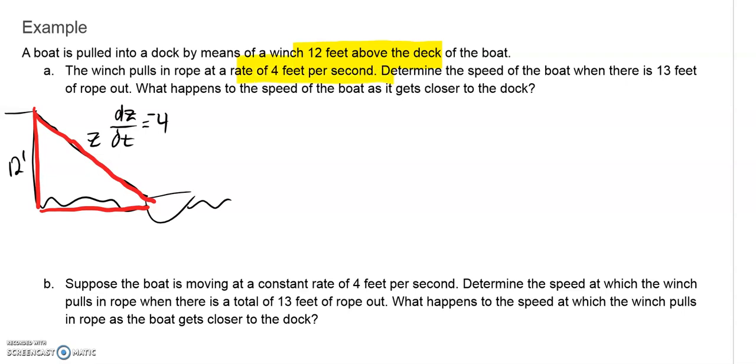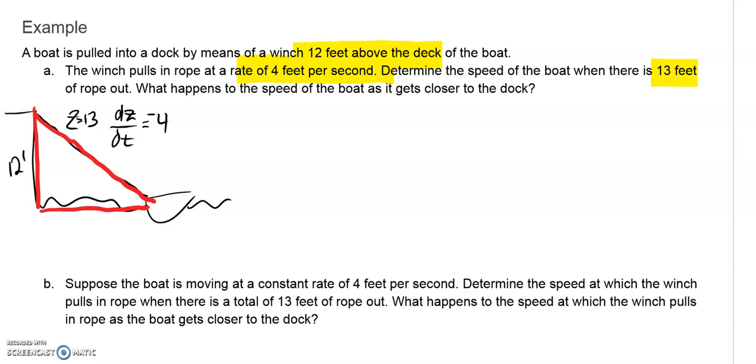Determine the speed of the boat when there is 13 feet of rope out. So now we know that Z then is 13. So this is Z. We know that it's 13 and that it's being pulled in at 4 feet per second. Okay, then we can answer that, but then it says, what happens to the speed of the boat as it gets closer to the dock? So let's answer the first question, right?